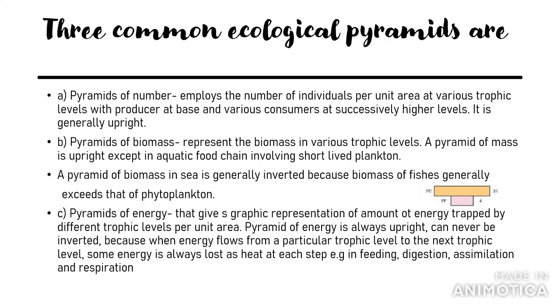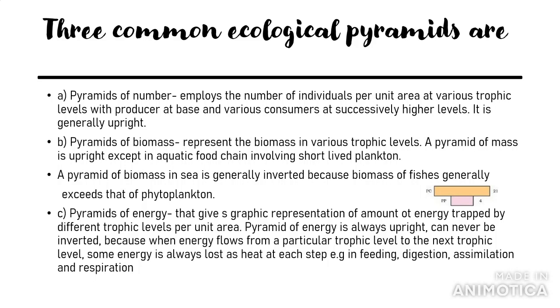Pyramid of number employs the number of individuals per unit area at various trophic levels, with producers at base and various consumers at successively higher levels. It is generally upright. Pyramid of biomass represents the biomass in various trophic levels. A pyramid of biomass is upright except in aquatic food chain involving short-lived plankton. A pyramid of biomass in sea is generally inverted because biomass of fishes generally exceeds that of phytoplankton.